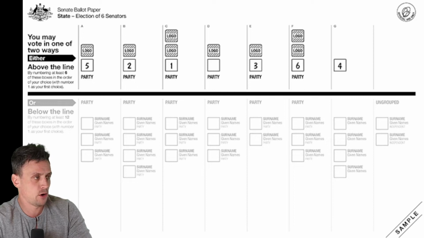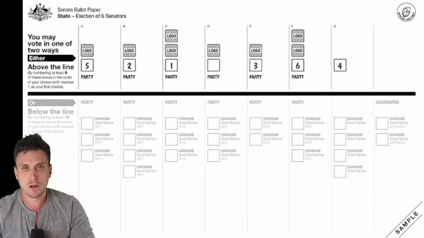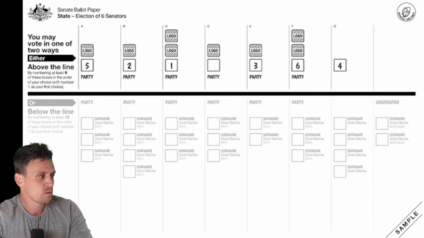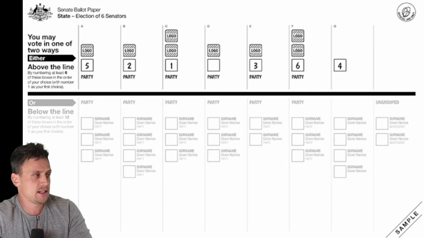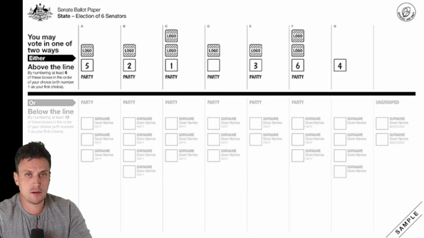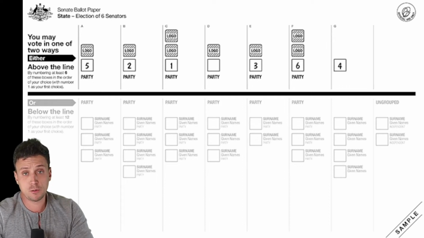Let's talk about voting above the line. Now, this is a sample Senate ballot paper, ladies and gentlemen. This is purely for illustrative purposes only. All right, so let's just say you're voting above the line. The strong recommendation is that you number 6 boxes above the line. That's right. Now, what the AEC may not tell you is that there is a savings provision whereby if you only number 1 box, your vote will be valid.